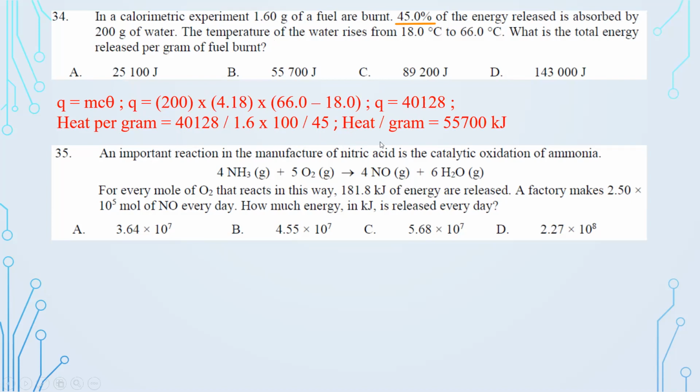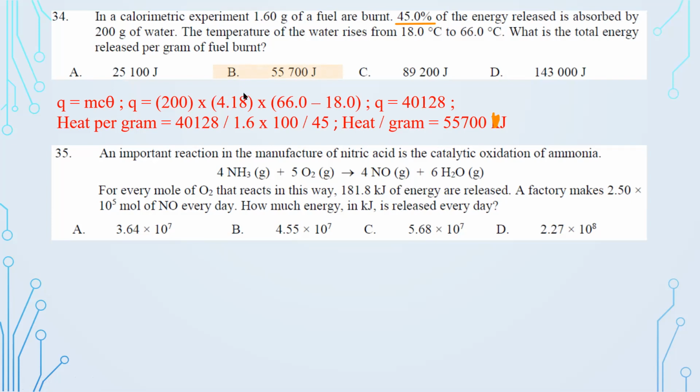So at the end of the day, the heat per gram here is 5570 joule, not kilojoule, typing error, sorry for that. 5570 joule, not kilojoule. Okay, so the answer here is B.